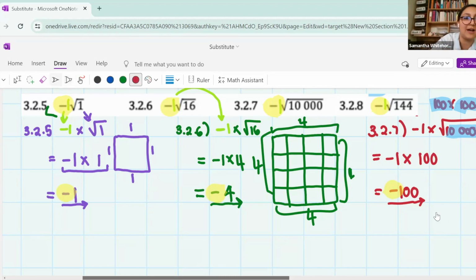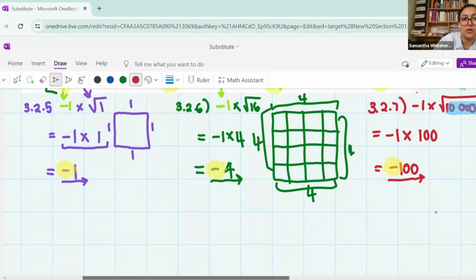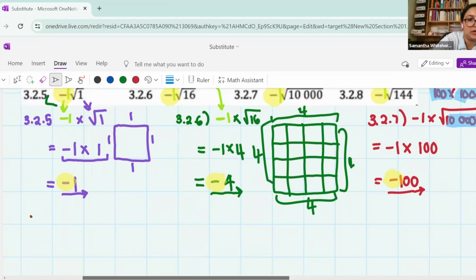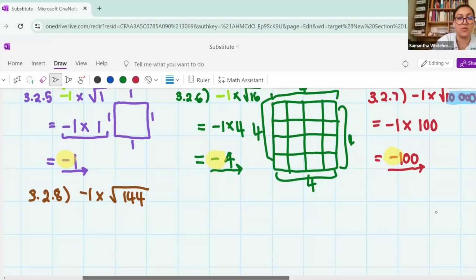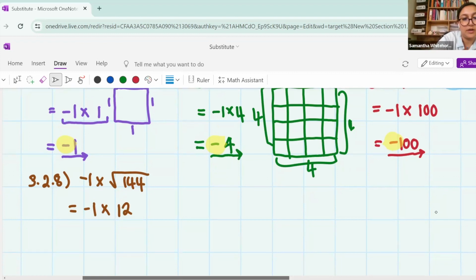Right, if we have a look at the last one, we've got 3.2.8, which is -1 times the square root of 144, or negative square root of 144. So again, we've got the -1 times the square root of 144 is 12, and so we get negative 12 as our answer.